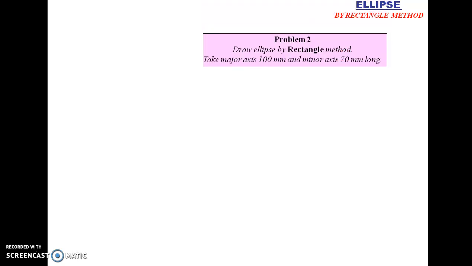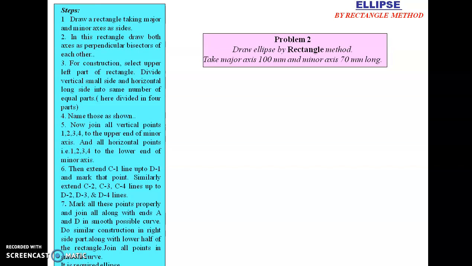Good morning friends. Today we will see how to draw an ellipse by using the rectangle method. So we'll take one problem statement for that. Draw an ellipse by the rectangle method. Take major axis 100 mm and minor axis 70 mm long. The given data is major axis 100 mm and minor axis 70 mm long.